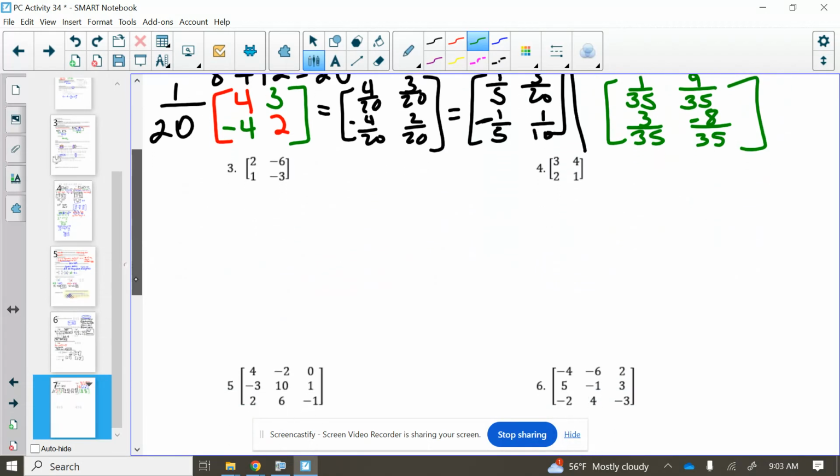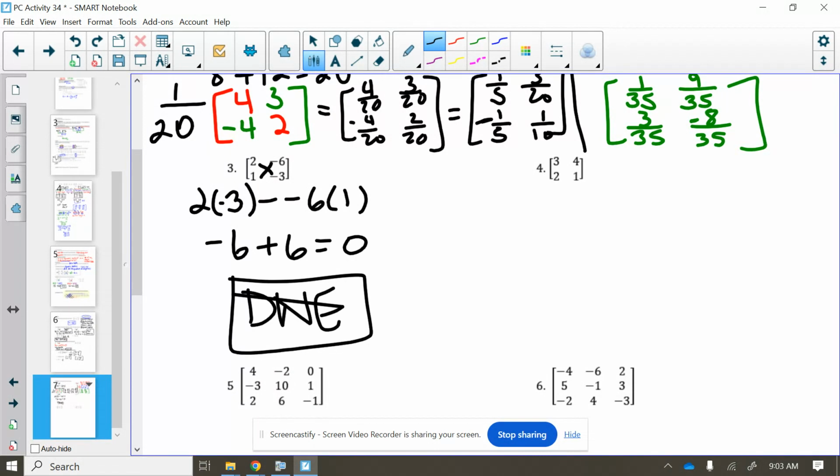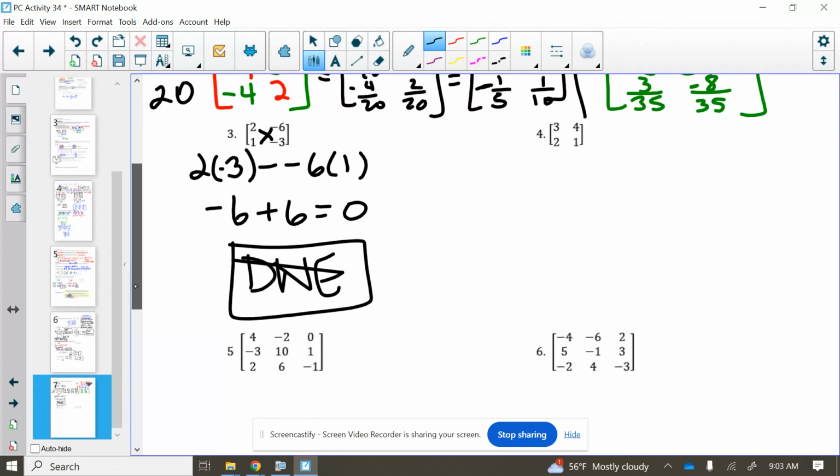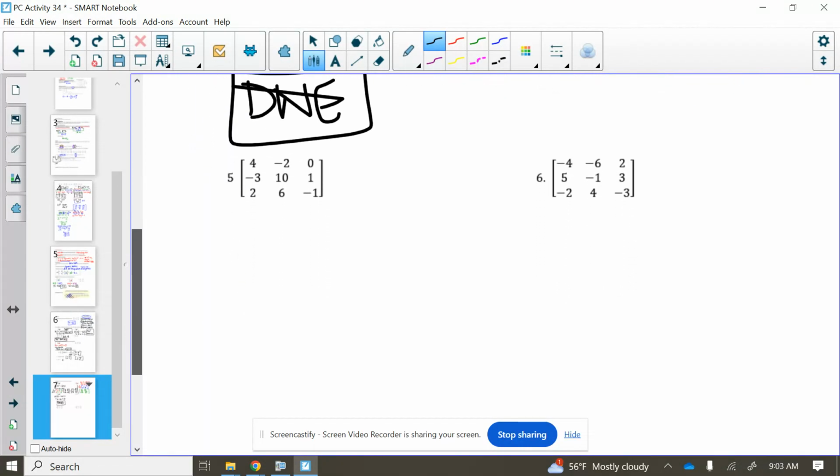All right, next one, if we start solving, A times D minus B times C, we end up with negative 6 plus 6, which is 0. Well, because our determinant equals 0, our inverse is not going to exist. Try number 4 on your own. Get the value of the determinant, and the inverse if it exists.